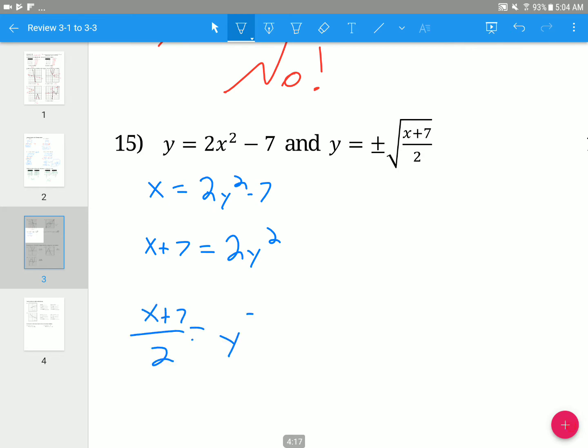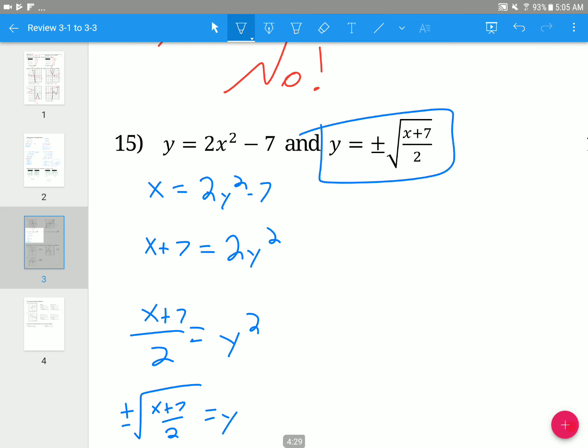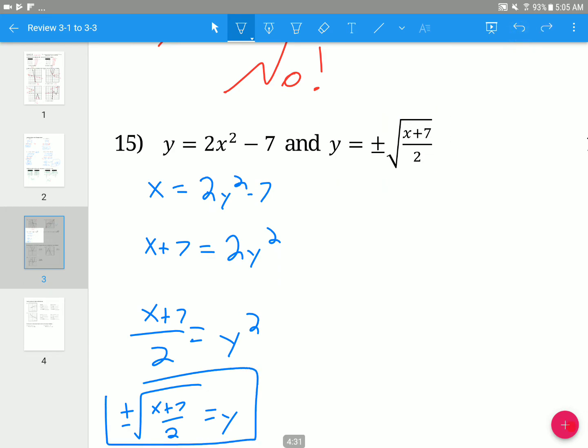We're still looking good because that's an x plus 7 divided by 2 right there. And then we'll square root it. So plus or minus the square root of x plus 7 over 2 equals y. And the answer is, yeah, those are identical. Cool, so yes.